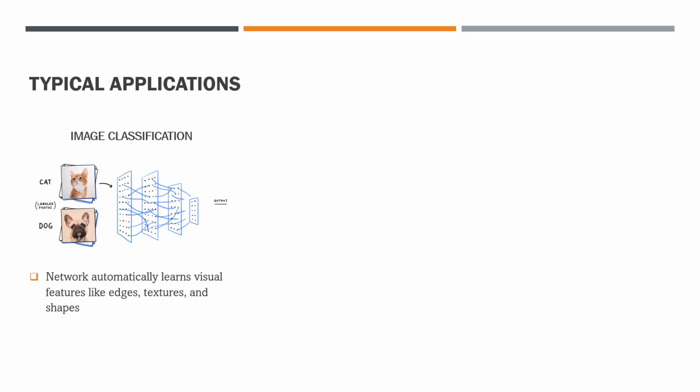The first example of CNN is image classification, where the model assigns a single label to an entire image. For example, a CNN can distinguish dogs from cats by learning visual patterns such as edges, textures, and shapes. This is used in photo tagging, content moderation, and visual search systems.